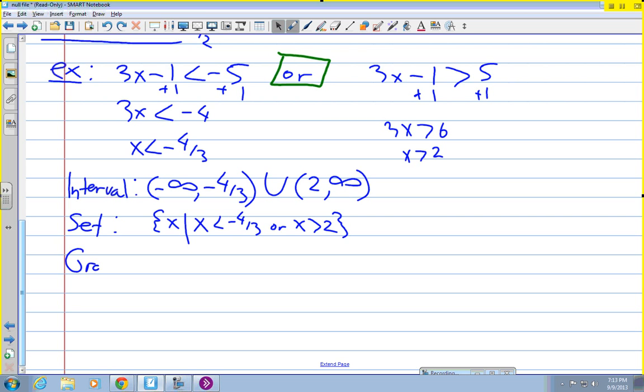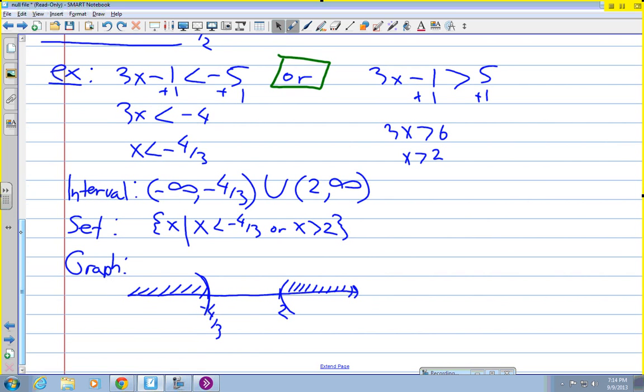And the graph here is negative 4/3. Everything to the left of that. And here's a positive 2. Everything to the right of that. How's that? Is that okay?